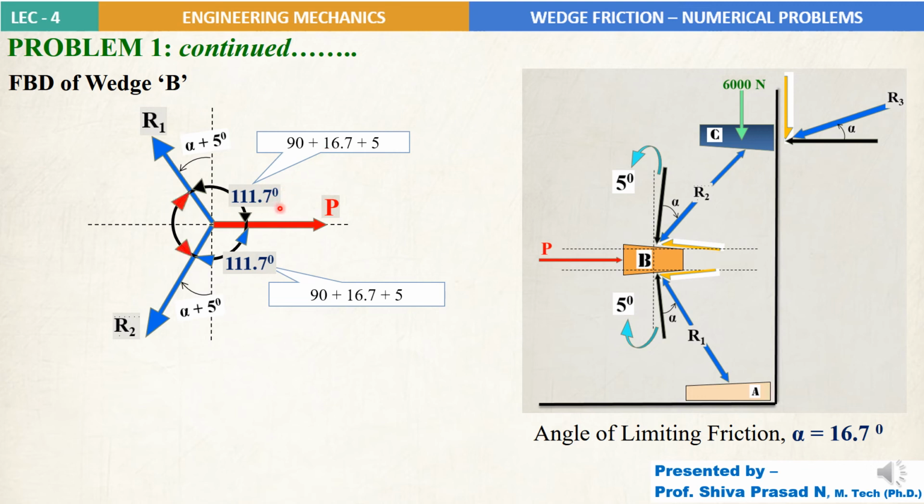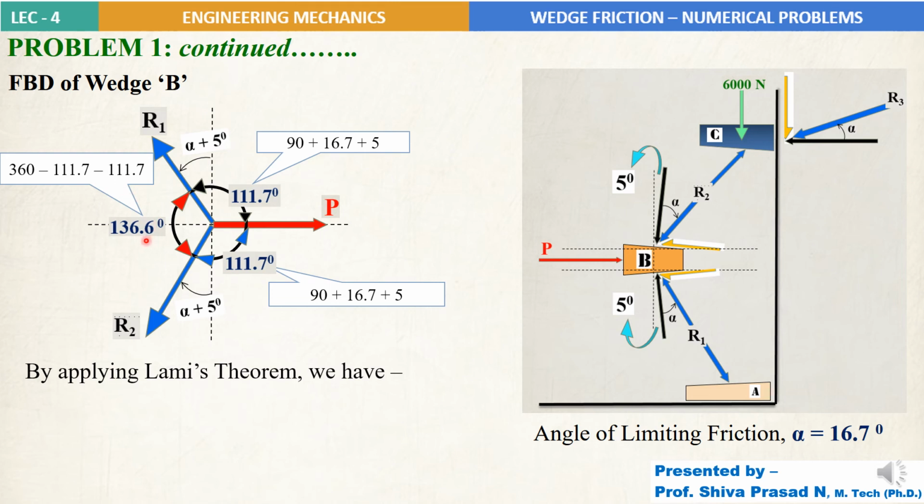I think the reason is the angle of inclinations are same, and these two angles work out to be of same values. Again the angle between R1 and R2, you can either subtract these two angles from 360 degree, or you can get it by subtracting from 180. So I have taken 360 degree minus this angle and another angle. So this works out to be 136.6 degrees. Now having known all these things, we will apply Lami's theorem.